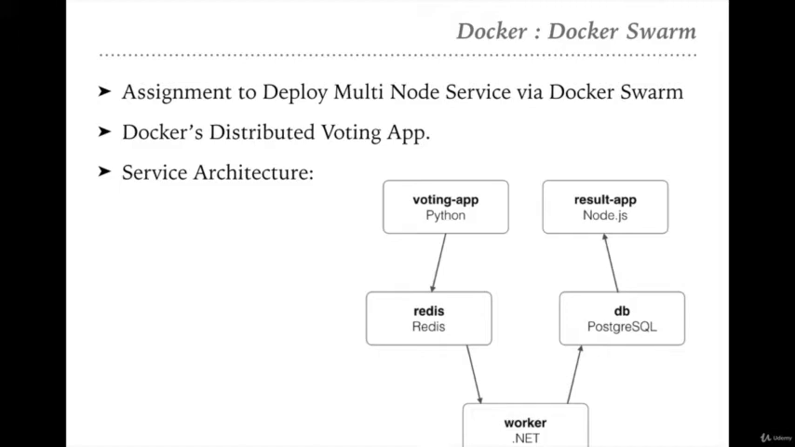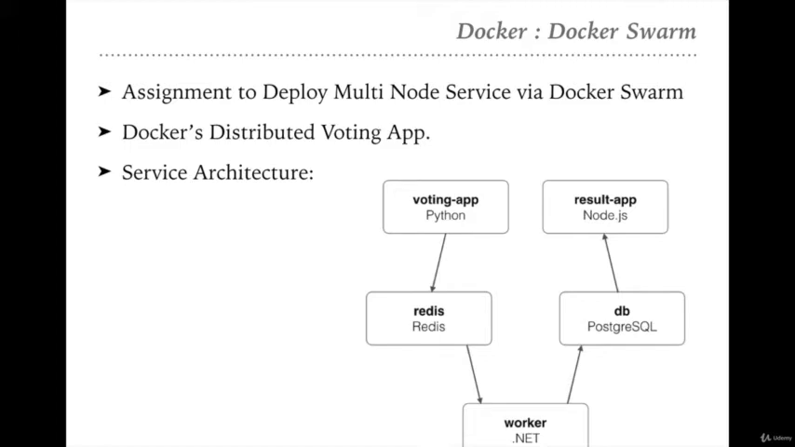This has 5 services: the front end service, voting app, which is written in Python. Then we have the backend service, result app, which is written in Node.js. The front end voting service, which is written in Python, will store the data in key value pair in the Redis, and that Redis will directly communicate to the worker, which is written in .NET, right? That worker will read the data from the Redis, and then it will write that data in the DB, which is the PostgreSQL DB. And the result app will read the data from the PostgreSQL and display it to the user.